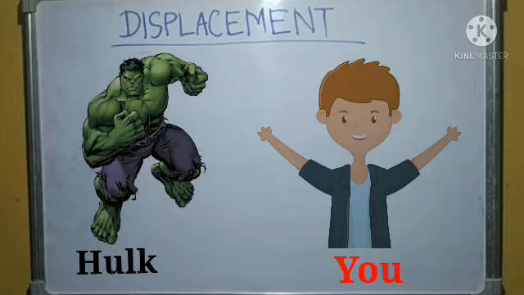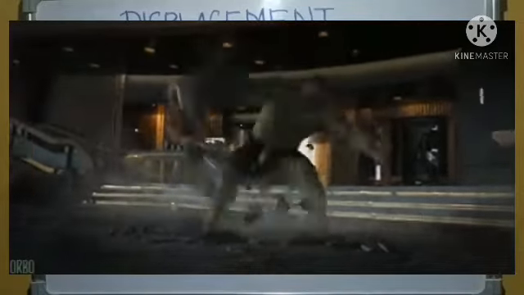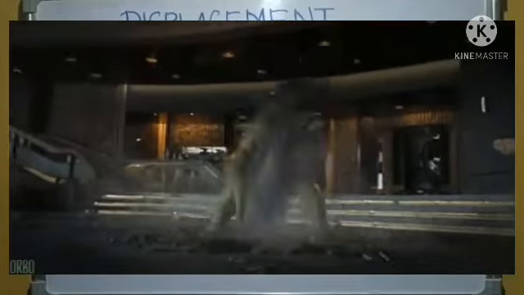Suppose there is a wrestling match between you two, the bodybuilder and yourself. So what will happen in the match? He will easily throw you. Yes, you will be beaten up and you will be thrown away. Yes, so a similar thing happens with a displacement reaction. So here, in the case of the wrestling match, the person that is the bodybuilder is having higher energy than you.